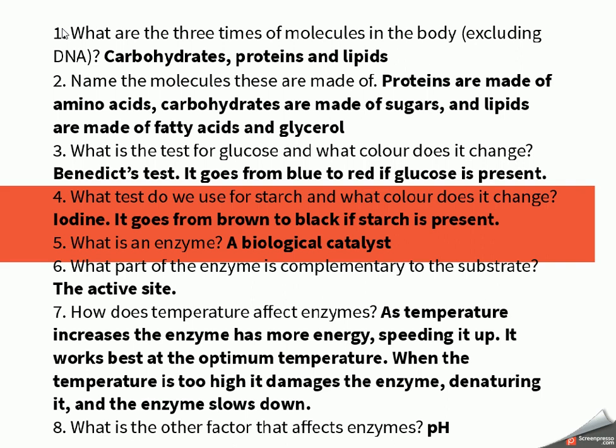How does temperature affect enzymes? Well, as the temperature increases, the enzyme's got more energy, so it speeds up. It gets to its best temperature, called the optimum temperature, and then as it gets too high, it damages the enzyme, denaturing it, and the enzyme slows down. And what's the other factor that affects enzymes? It's pH, acidity and alkalinity.